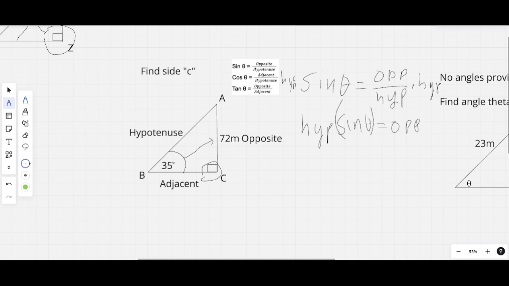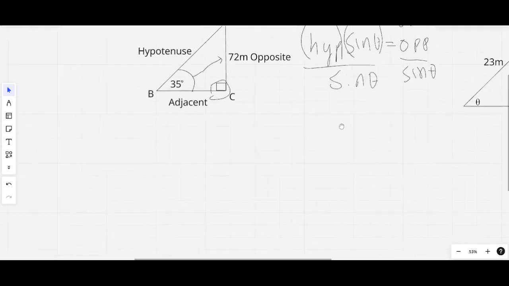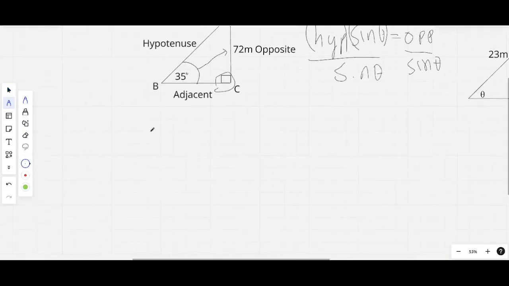Put brackets here. Now let's divide by sine theta to isolate for our hypotenuse. So now we are left with the hypotenuse is equal to the opposite divided by sine theta.